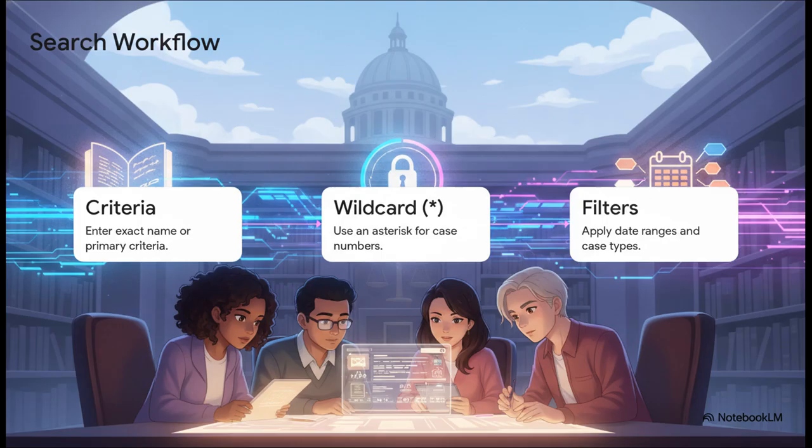Think about it. If you're searching for a really common name like John Smith in Brazoria County, setting a date range of just the last 5 years is going to save you from scrolling through hundreds of totally unrelated traffic tickets.